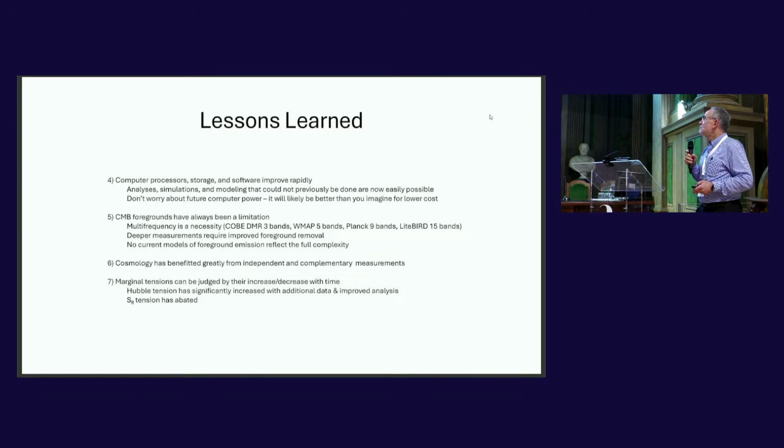The S8 tension, for example, my view is that's just largely abated and gone away, with new data. So it is a technique to use if you have increasing precision to data, whether things are getting better or worse.